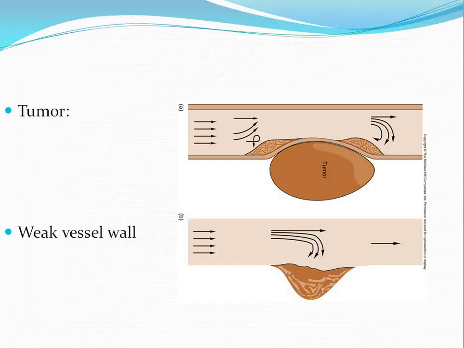This picture illustrates the effect of a tumor. When a tumor presses on the vessel wall, it will compress the wall, resulting in flow abnormalities. This is illustrating a weakened vessel wall causing a bulge, which will cause blood to accumulate in this area, also changing the pattern of flow.